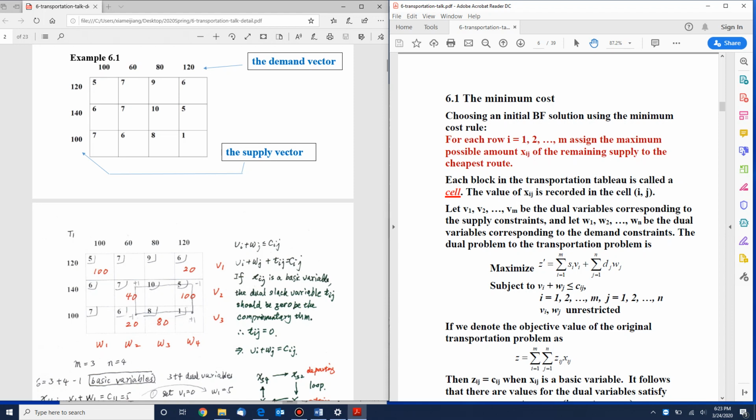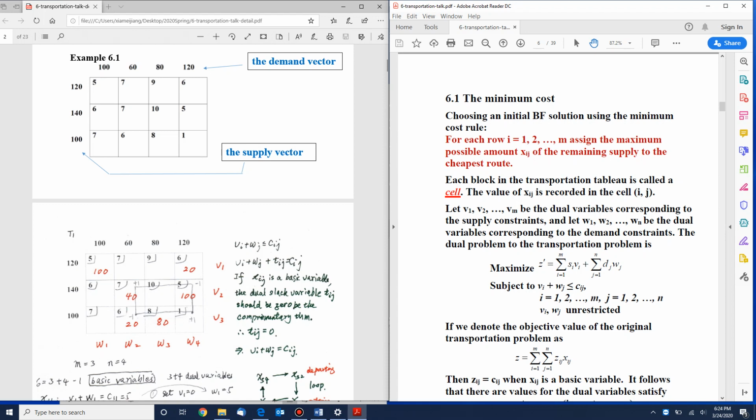And for the constraints, because all the variables in the transportation problem are greater than or equal to 0, and that was a minimization problem, the constraints in the dual problem of the transportation problem should have constraints less than or equal to. So that means Vi plus Wj less than or equal to Cij. This is the dual of the transportation problem.